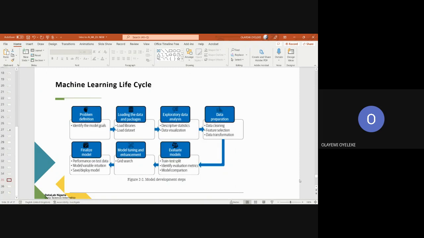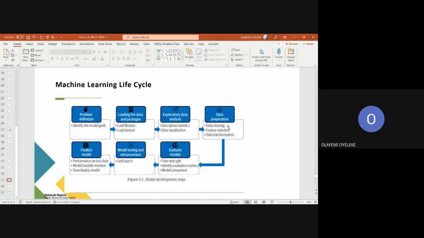So this is a machine learning life cycle. What you will go through by the time you are working on your project: you will first define your model goals. AI will not do this for you. You are the one who will define your model goals by yourself. Then loading the data and the libraries, the data sets. Then we do exploratory data analysis, like descriptive statistics and data visualizations, just to explore the data.